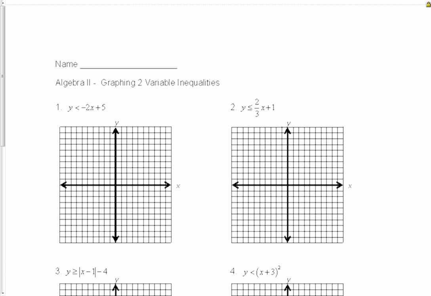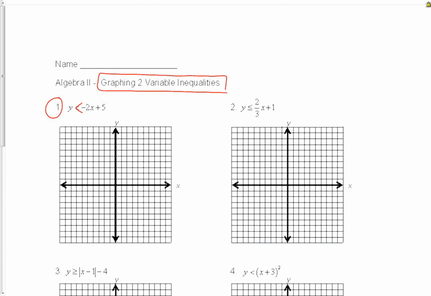For this video, we're going to be graphing two variable inequalities. So we're going to have x's and y's in them. So let's just use this worksheet, and we're going to start with number 1 here. We've got y is less than negative 2x plus 5.